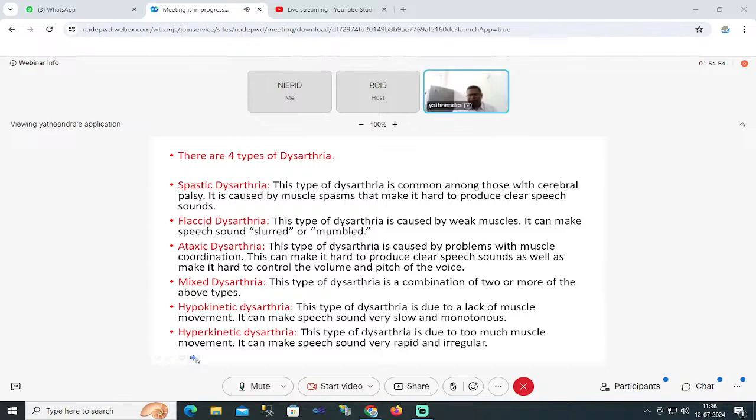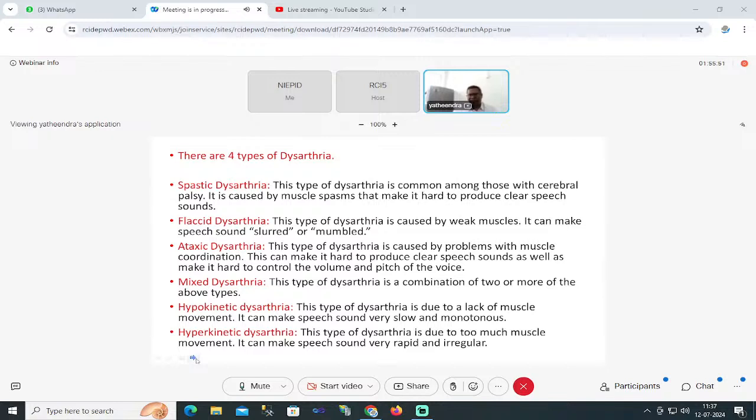Hypokinetic dysarthria. This type of dysarthria is due to lack of muscle movement. It can make speech sound very slow and monotonous. In a monotonous voice, there may not be any change in intensity of the voice. The raising pitch and falling pitch will be there during normal speech. But in monotonous voice and monotonous speech, there may not be any raising and falling of the intensity during the speech. So that can be audible and can be observed in hypokinetic dysarthria.